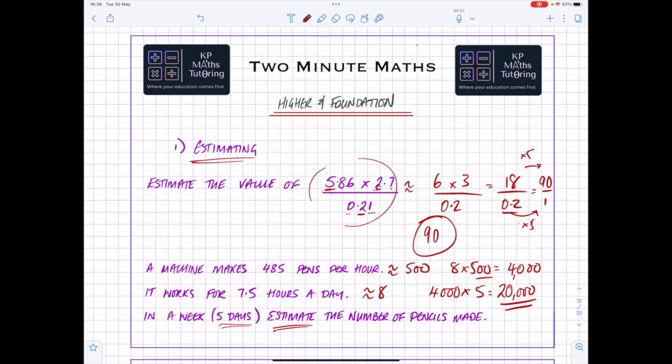Okay, just make sure you don't work these questions out perfectly in an exam. If you see the word estimate, round some numbers, work stuff out from there.